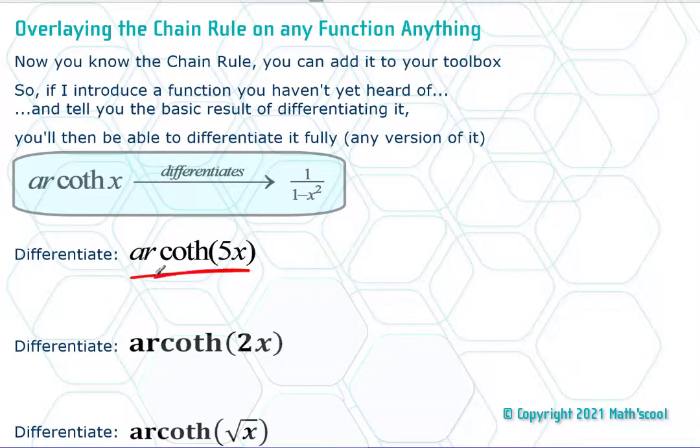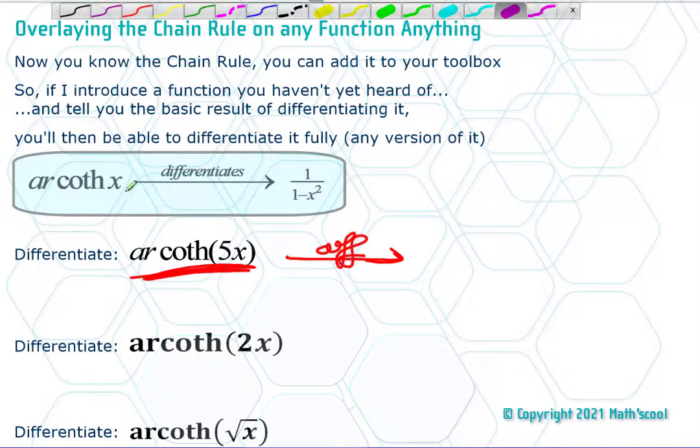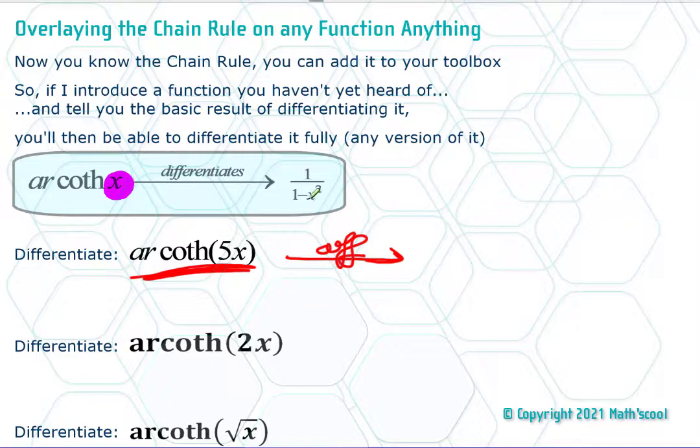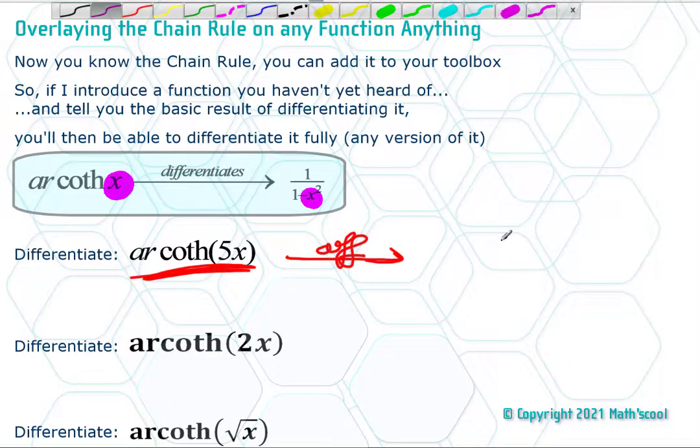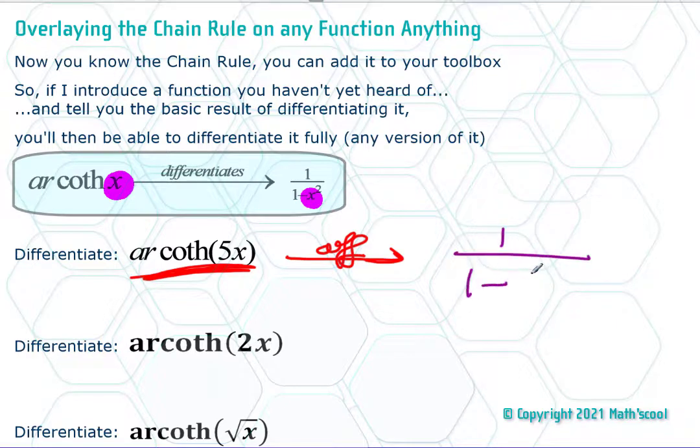So if I want to differentiate arccos 5x, well, you might think that if arccos x differentiates to give you 1 over 1 minus x squared, then arccos 5x would differentiate to give you 1 over 1 minus 5x squared. And you'd be 90% right, but you forgot to multiply by the differential of the brackets. You just need to put a 5 in there. Obviously that could be rewritten as 25x squared.